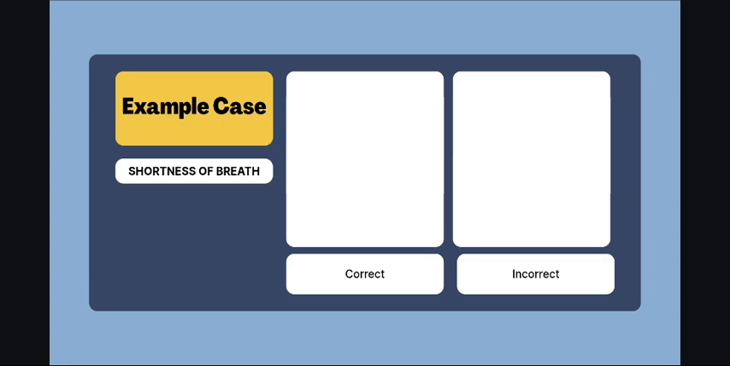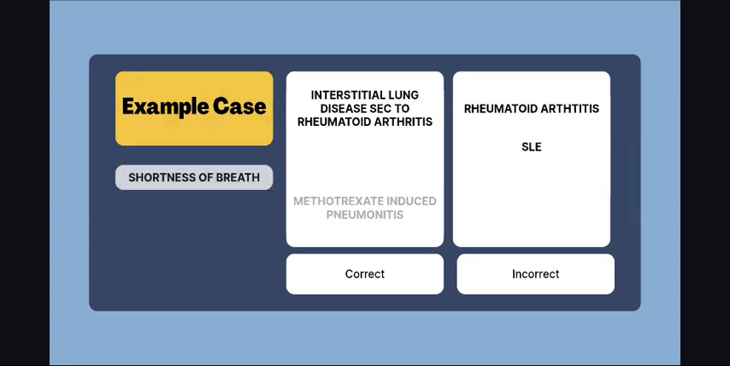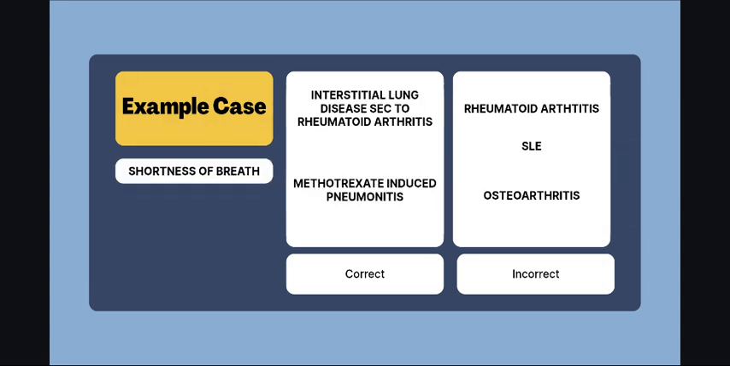So what do you think is the key here? The key here is the presenting complaint, which is shortness of breath. That essentially rules out or negates the possible differentials of arthropathy. So in this case, the correct differentials would be that of shortness of breath. It could be interstitial lung disease on the background of rheumatoid arthritis, or it could be methotrexate-induced pneumonitis, as opposed to a differential of polyarthropathy.